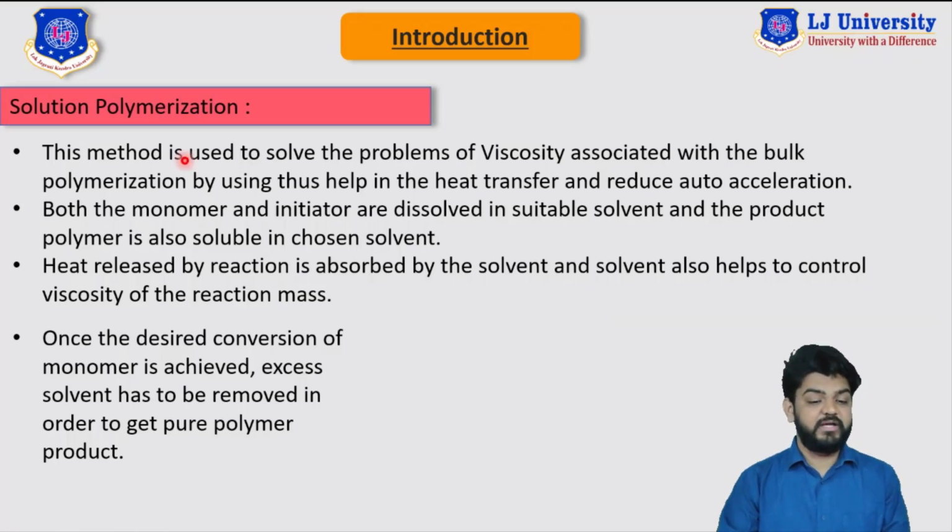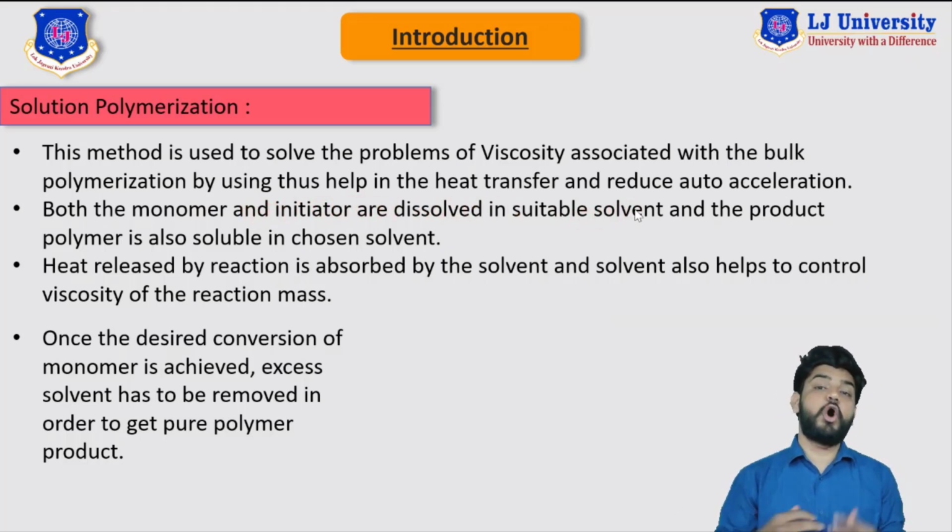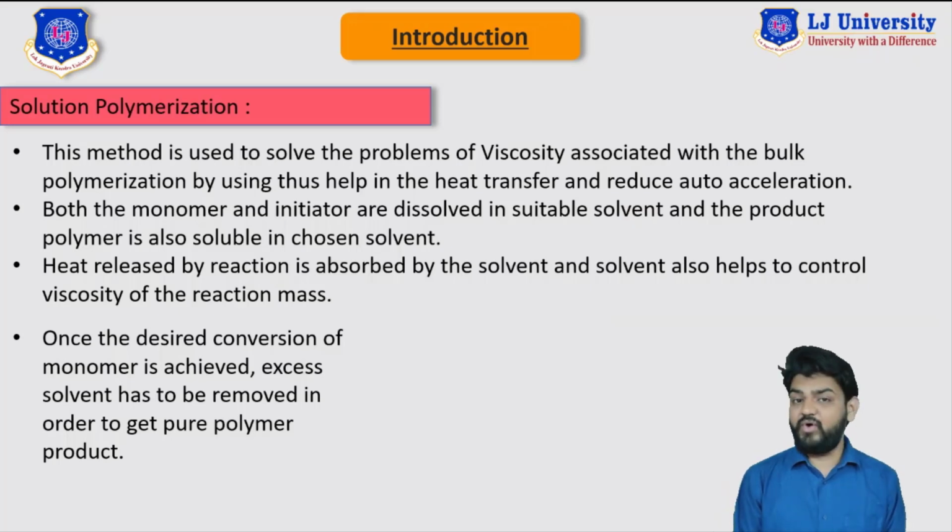You can see here on the screen that this method is used to solve the problem of viscosity associated with bulk polymerization by using a solvent, which helps in the heat transfer and reduces this auto acceleration. We have understood what we mean by auto acceleration, right? A kind of reaction which is autocatalytic. Now both the monomer and initiator are dissolved in a suitable solvent, and the product polymer is also soluble in the solvent.